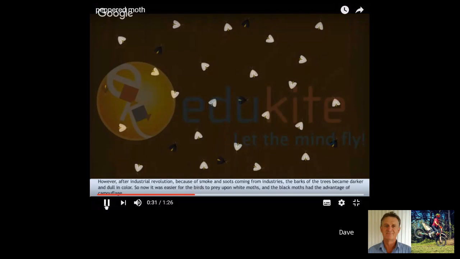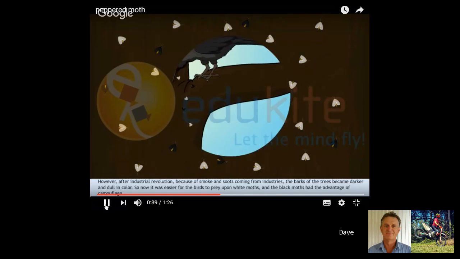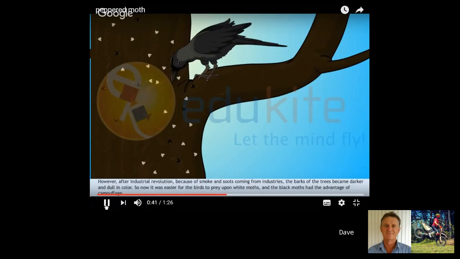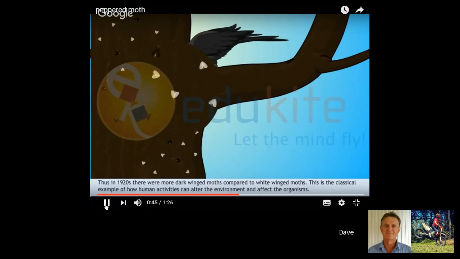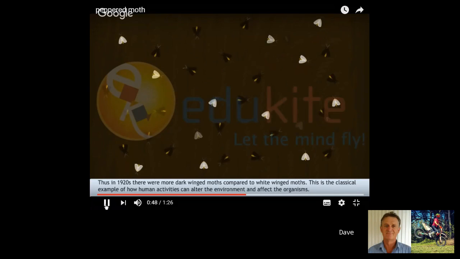The Industrial Revolution, because of smoke and soot coming from industries, the barks of the trees became darker and dull in color. So now it was easier for the birds to prey upon white moths, and the black moths had the advantage of camouflage. Thus, in the 1920s, there were more dark-winged moths compared to white moths. This is the classical example of how human activities can alter the environment and affect the organisms.